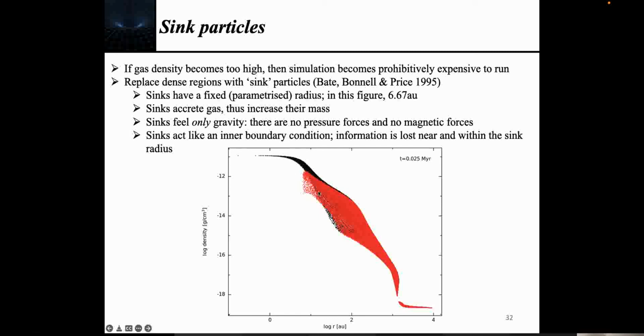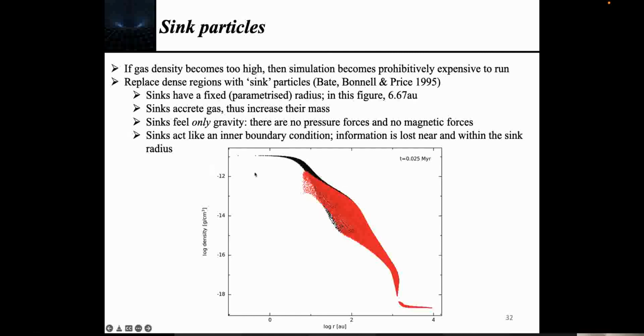The black particles in the back, I've just run the simulation as is. And for the red particles, we hit a certain point, and then I input the sink particle. So we can see that we get rid of pretty much every particle that has a density of greater than 10 to the minus 12 grams per cubic centimeter. And a giant sink particle, in this case with a radius of almost 7 AU, is put in.